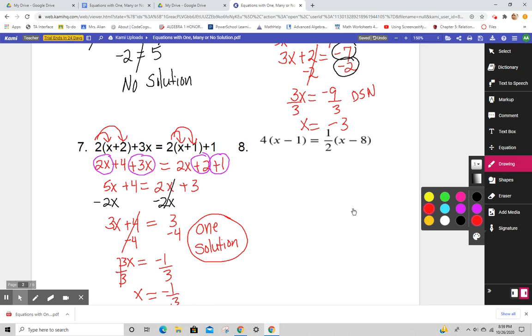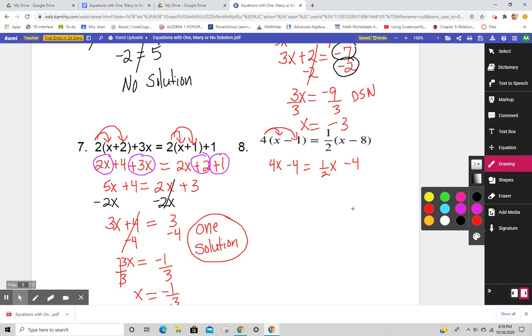All right, let's go to the next one. Let's distribute first. 4 times x is 4x. And 4 times minus 1 is minus 4. Half times x is 1/2 x. And half of 8 is going to be minus 4.